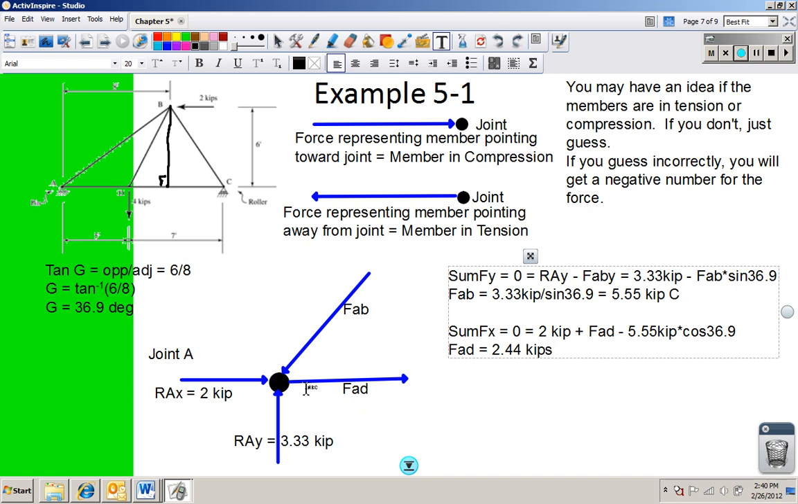And when we look at that, we have drawn that in pointing away from the joint. Away from the joint means the member is in tension, so we have to put a T. It's very important to note you have to put those forces on there. Alright, so that gives us joint A.